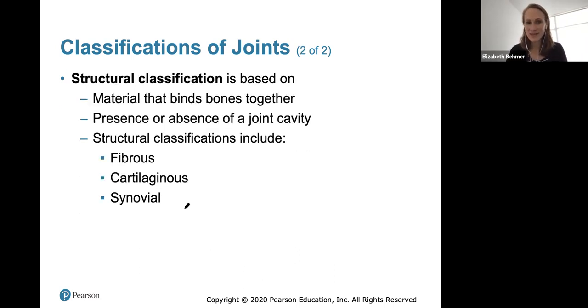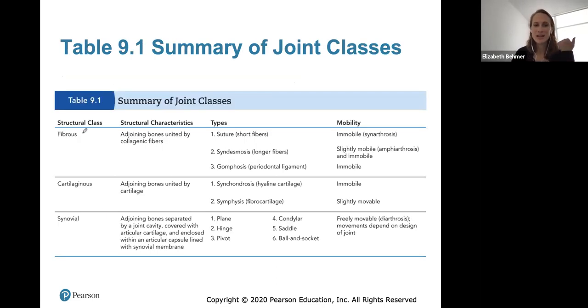And then the structural classification is based on the material that binds the bones together, the presence or absence of a joint cavity, and other structural classifications that can be fibrous, cartilaginous, or synovial. So here's a look at an example of fibrous, cartilaginous, and synovial joints. The structural characteristics depend on whether they're bound together by collagenous fibers, cartilage, or a synovial joint, meaning there's a cavity with synovial fluid inside. Here are the different types of fibrous joints, cartilaginous joints, and synovial joints, and then how mobile they are.